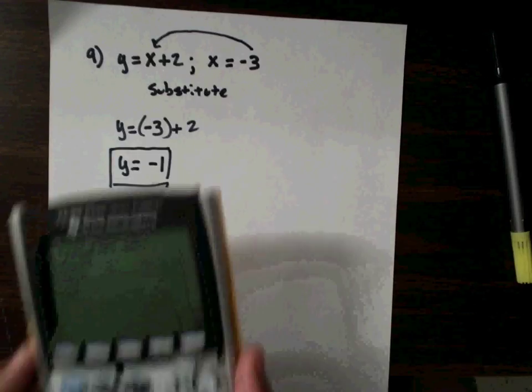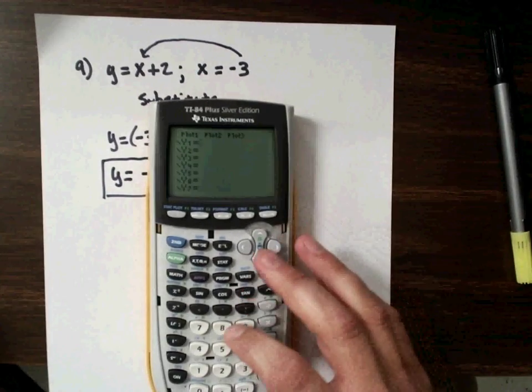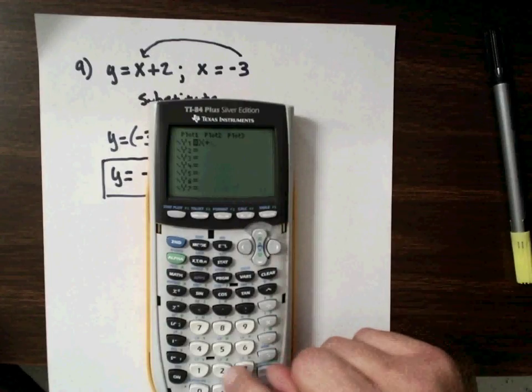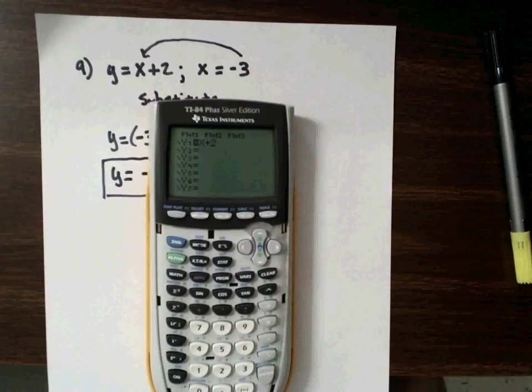So here's my calculator. I'm going to do so. My first equation is y equals x plus 2. Why can I not enter in the second equation? There is a second equation. I see it. It's x equaled negative 3. Why can I not plug that into my calculator?